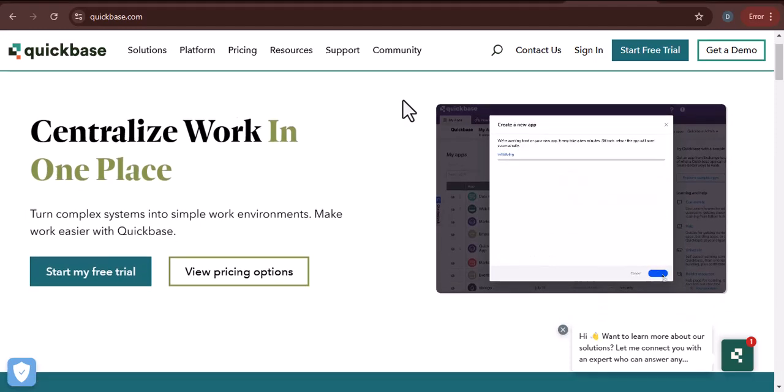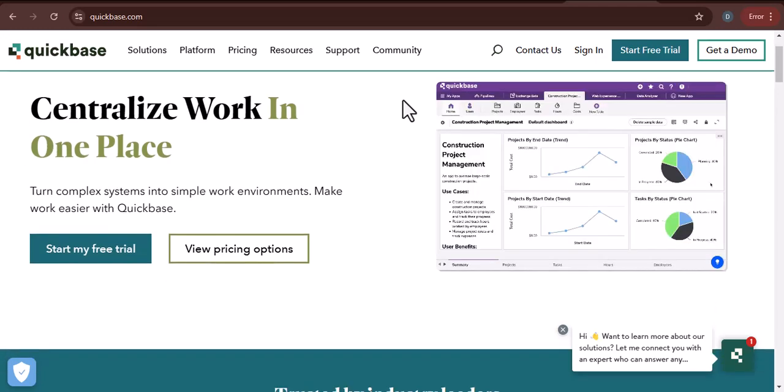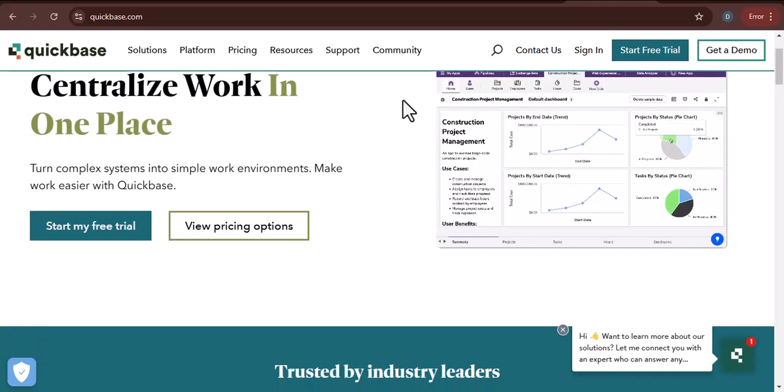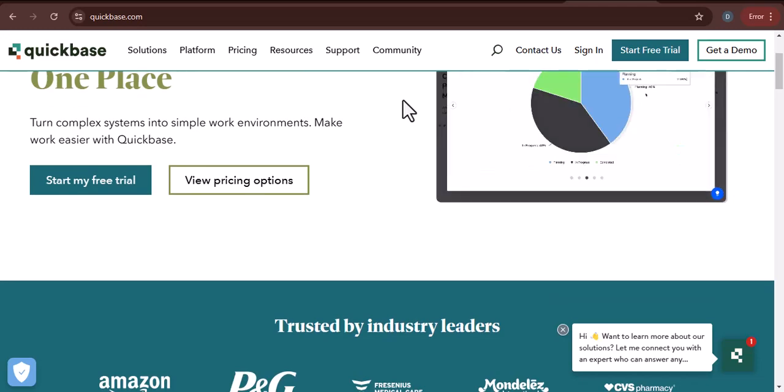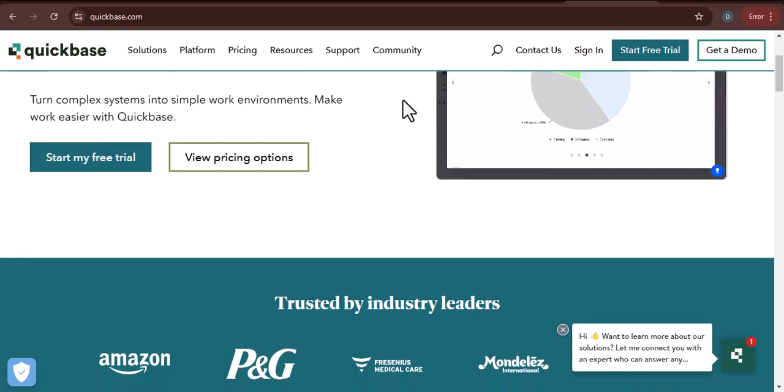Today, I'm going to be talking about the different charts that are available in Quickbase. I know that charts can be a great way to visualize your data, and I'm excited to share some of the different options that Quickbase has to offer.